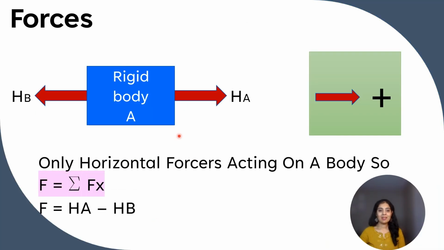So forces. Here on rigid body A, two forces are acting: horizontal force HA acting towards the right and horizontal force HB acting towards the left. For sign convention, we take horizontal force acting towards the right as positive. So here only horizontal forces are acting on the body. So F, that is the total force acting on the body, is F equal to the summation of Fx, where HA will be positive and HB will be negative. So its sum will be HA minus HB, the net force acting on the body.